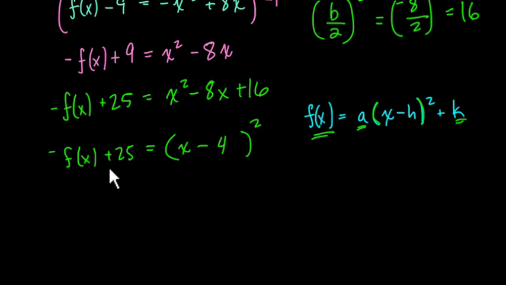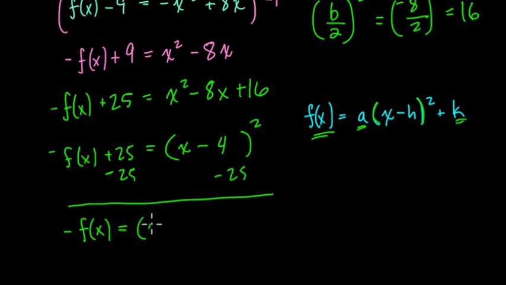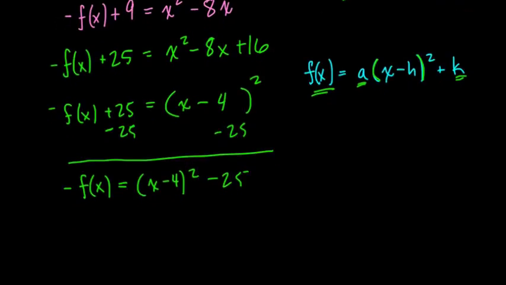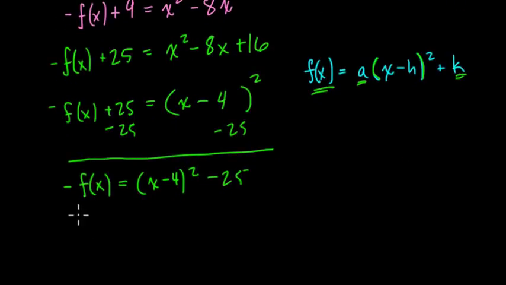So how do we do that? Well, the first thing we're going to do is to get my k value over here, this constant value, subtract it over. So we have negative f of x equals x minus 4 squared minus 25. And we're one step away because we don't want to know what negative f of x is. We want to know what positive f of x is. So again, I multiply everything by negative 1. And f of x equals negative, parentheses, x minus 4 squared plus 25.